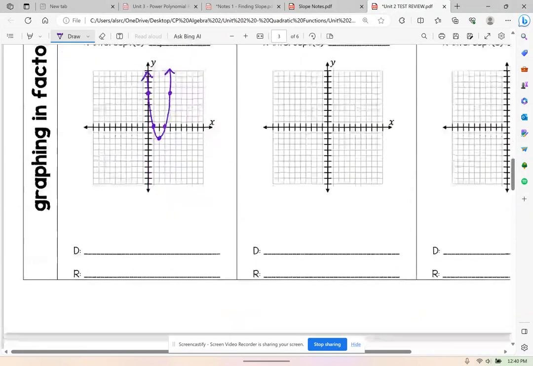Domain. Negative to positive. Range. Negative 2 to infinity.